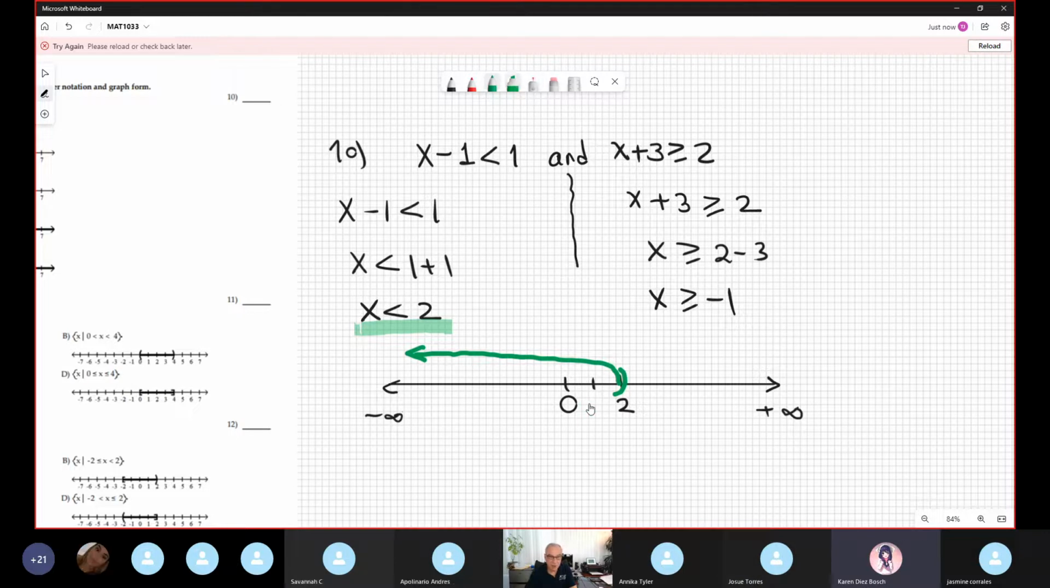Now, let's move on to the second. This is the second inequality, and the second inequality starts at -1. -1 is here. In what direction? In this direction, look at that. This direction is to the right. Oh, no good. To the right.